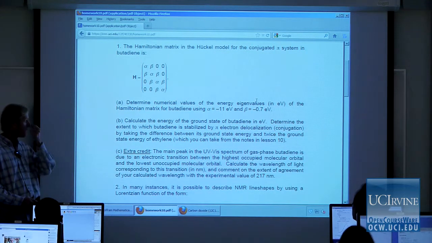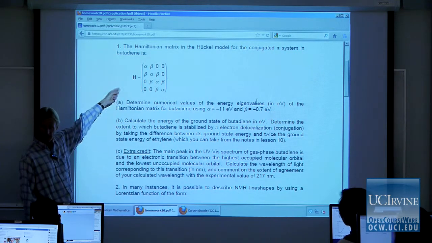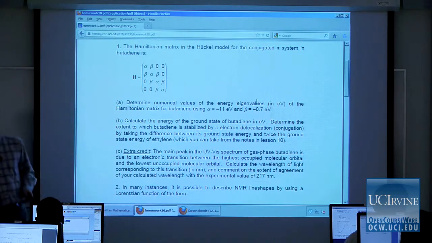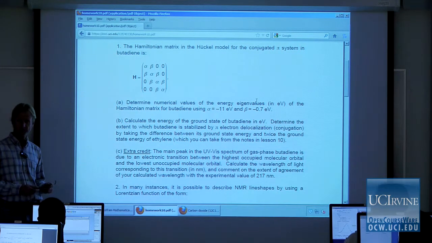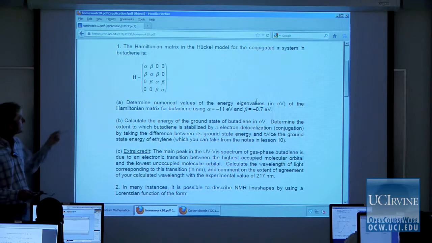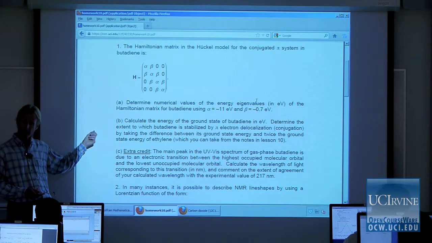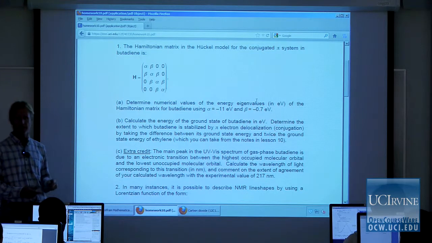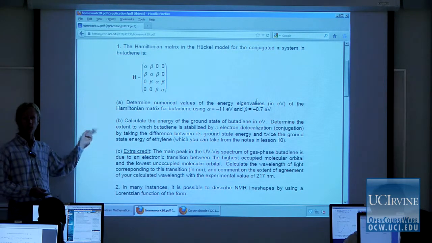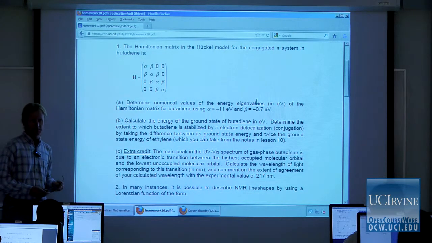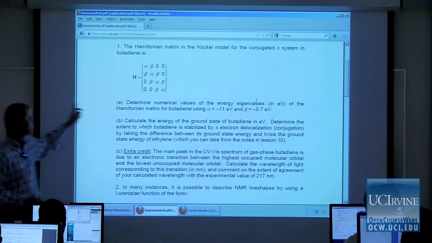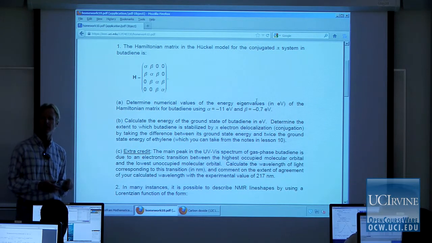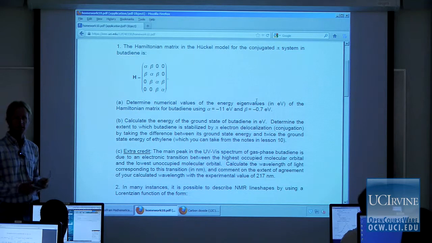All right, so what I want you to do is determine the energy eigenvalues for butadiene and use the parameters that we used in our examples. So you're going to calculate the molecular orbital energies in electron volts. And then I want you to compare the energy of the ground state of butadiene to 2 times the value of the pi bond in ethylene. You can look that up in the notes. So that's basically the problem: to determine the eigenvalues and then find out in electron volts by how much butadiene is stabilized thanks to electron delocalization compared to 2 times ethylene.